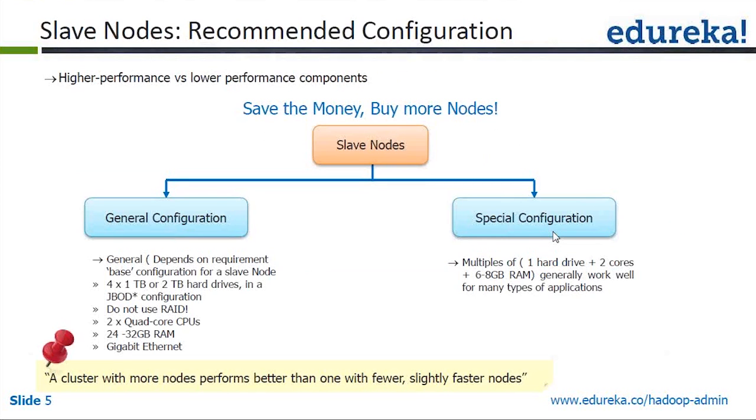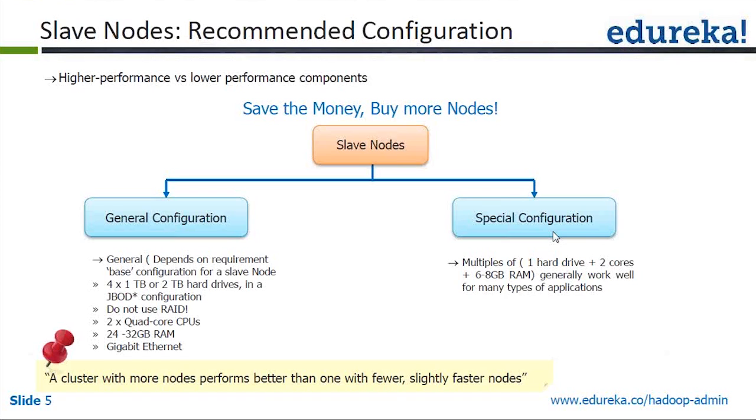What are the recommendations for a typical slave node? There are two kinds of configuration: one is a high performance configuration and one is a low performance configuration. Depending upon what type of work you want your slave node to work on, you need to provide that kind of hardware to that node.